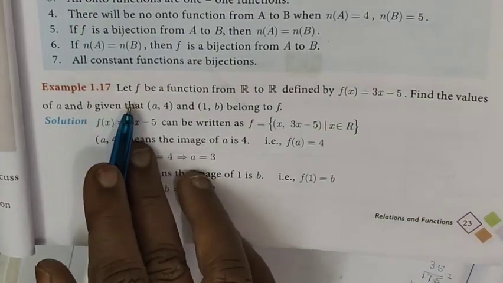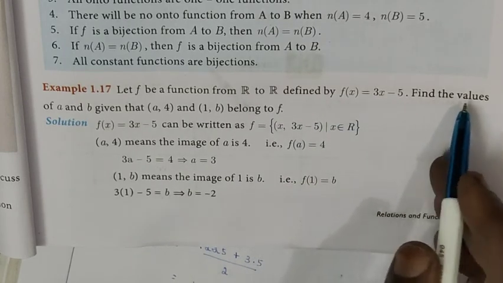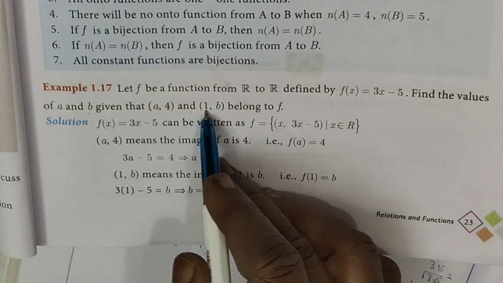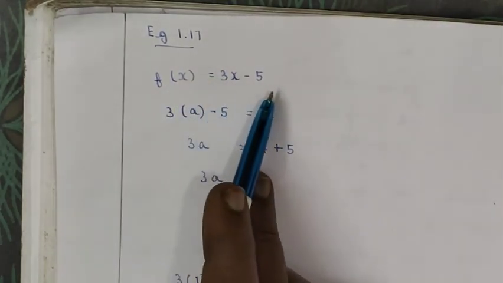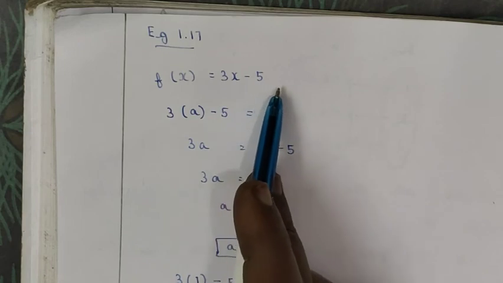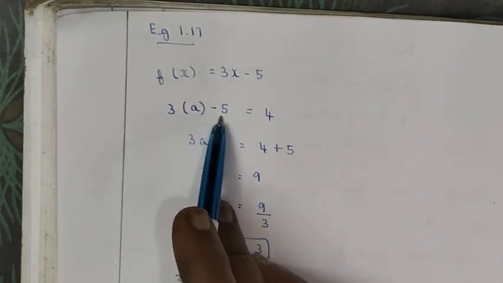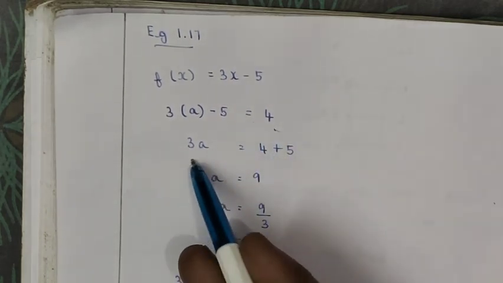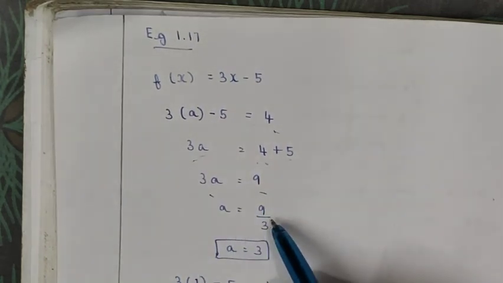Example 1.17. Let f be a function from R to R defined by f of x equal to 3x minus 5. Find the values of a and b given that (a, 4) and (1, b) belong to f. Now, the given formula is f of x equal to 3x minus 5. If the value of x is a, then 3 into a minus 5 equal to 4, since it is given that (a, 4). So 3a equal to 4 plus 5. So 3a equal to 9. A equal to 9 by 3.